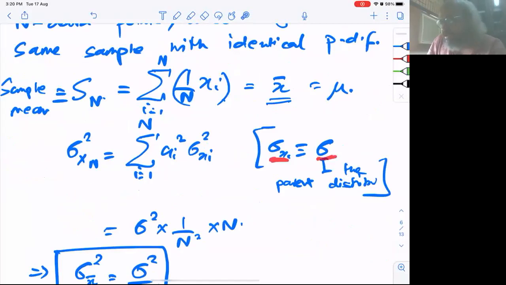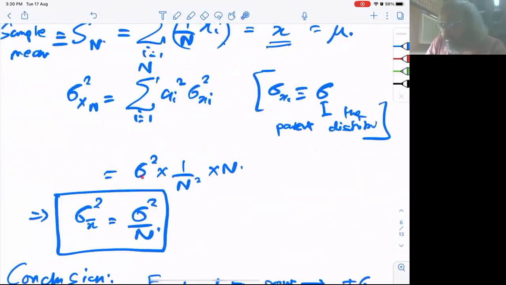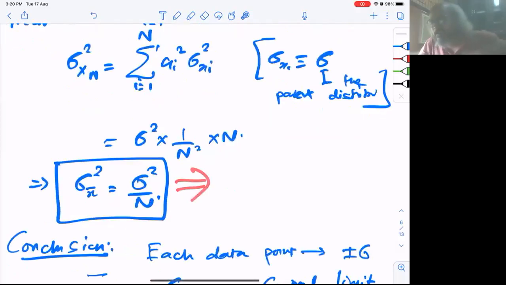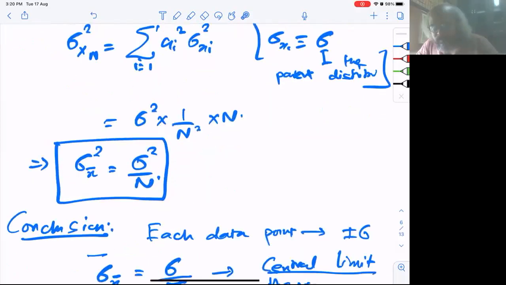So if I do that, it's sigma squared coming from all of them being equal, then 1 over n squared is coming from the fact that ai is 1 over n, and the summation n is coming from this. So you get this million-dollar expression, that finally the variance of the mean, or the total distribution of the mean, if you're calculating, is actually sigma squared over n.